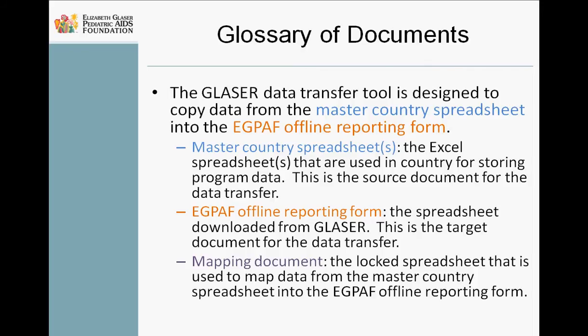The EggPath offline reporting form is the spreadsheet that you will download from GLASER, and this will be the target document for the data transfer. So it will be the document that the data will be transferred to. Lastly, the mapping document is a locked spreadsheet that's used to map the data from the master country spreadsheet into the EggPath offline reporting form.